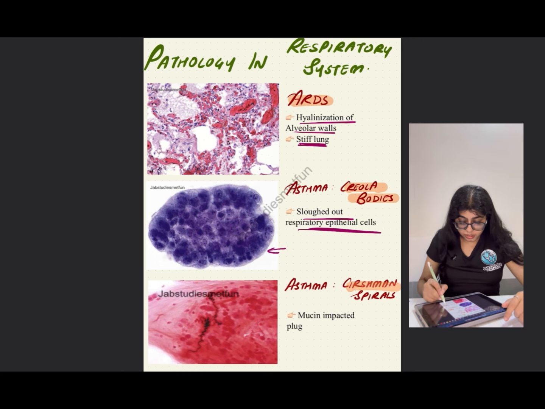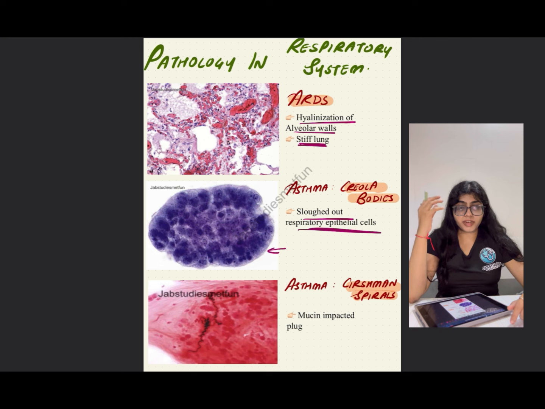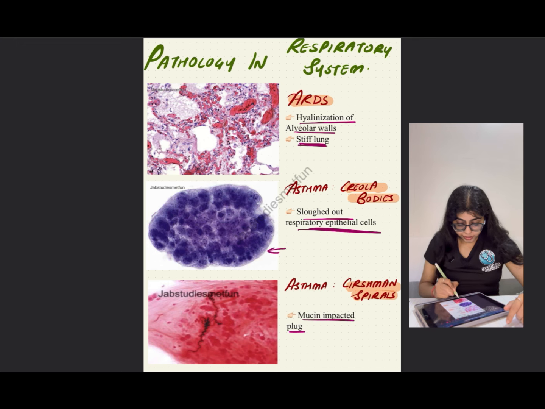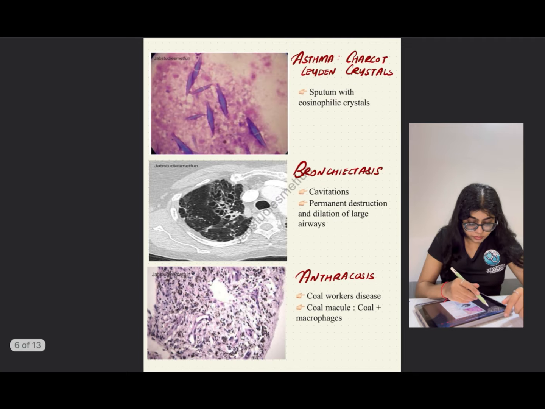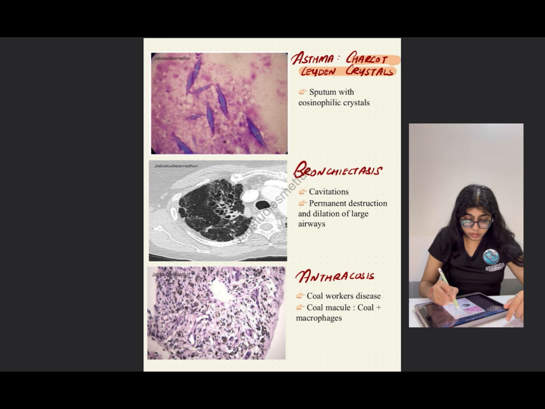Curschmann spirals. In Curschmann spirals, the mucus will get impacted into the different respiratory tracts. So it is a mucin impacted plug. You can see that it takes the shape of the tract that it is impacted in. Hence Curschmann spirals. Charcot-Leyden crystals are crystals within the sputum which are eosinophilic. You can see that they are like spindle-shaped crystals in the sputum.